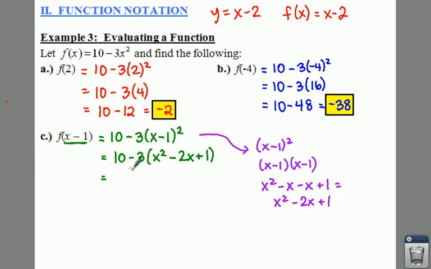So do not take 10 minus 3 and get a 7. This is 10 minus 3 times x squared minus 2x plus 1. Well, you have negative 3 times a negative 2x, you get plus 6x. Negative 3 times a positive 1 gives you negative 3. So now the only things you can actually simplify would be your 10 and your negative 3. So if we simplify that, we end up getting negative 3x squared plus 6x plus 7.